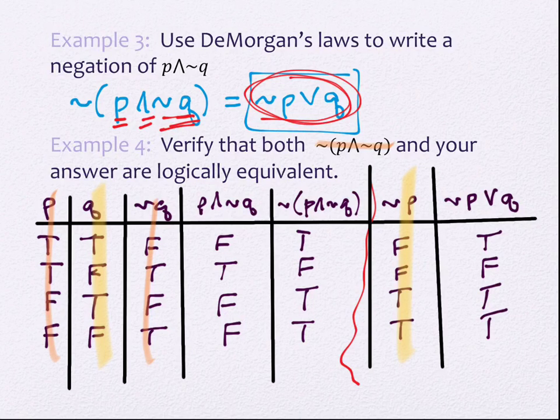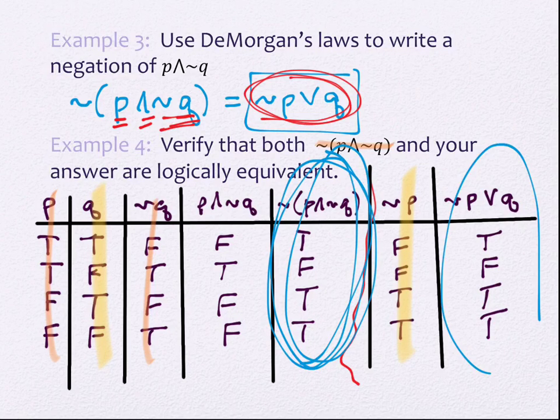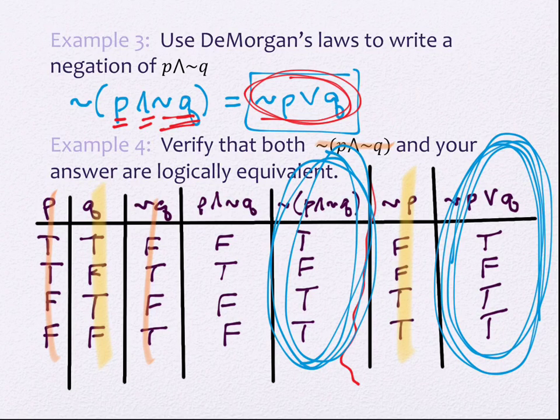And here's the name of the game. The name of the game is that this column right here and this column right here are our comparisons. And what do you notice? They're exactly the same. They have the same TF combinations in the exact same order.